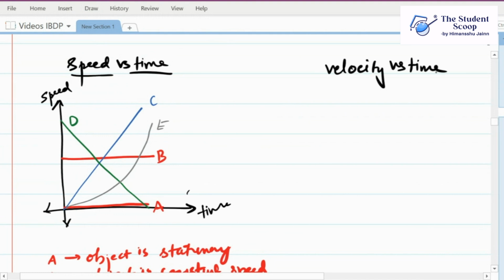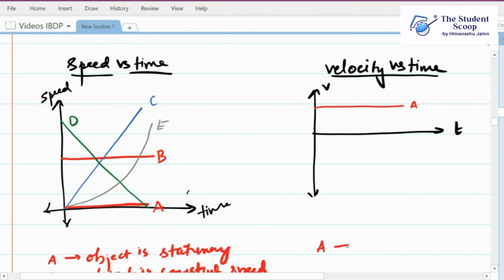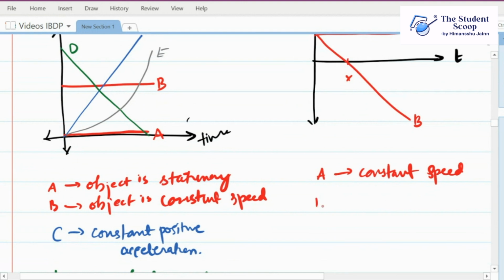Now, in a velocity versus time graph, we can have both positive and negative. So the first part here is the same as A and B. If this is like A, here A will represent constant velocity. Then we can have something like this. Let there be point X. So this B represents a constant acceleration, a constant gradient. In a constant acceleration, the gradient is the same.